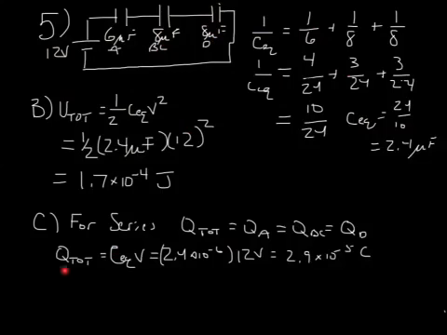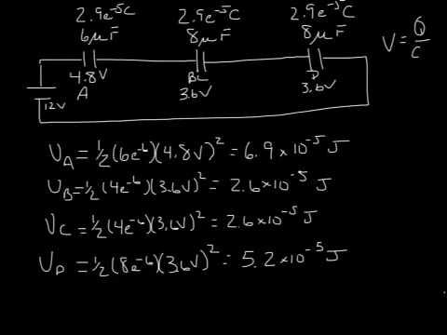All right, to find that Q total, equals C equivalent times V equals 2.4 times 10 to the minus 6th times 12 volts equals 2.9 times 10 to the minus 5th coulombs of charge on each plate of the capacitors in our circuit. We're going to use that information to determine the total energy stored by each capacitor, and I'll show you that on the next slide.